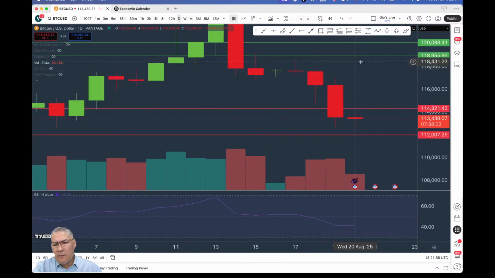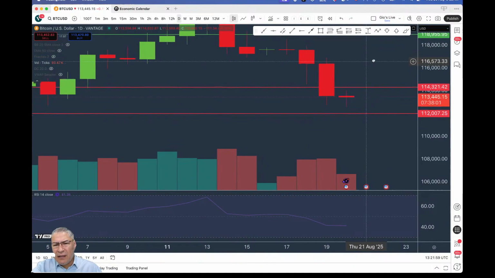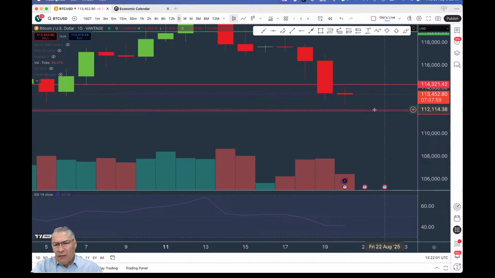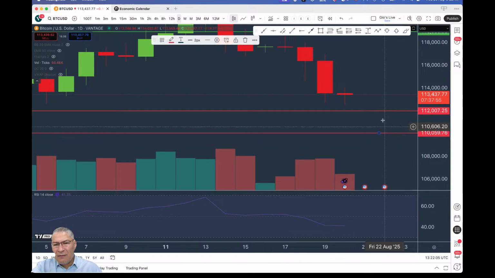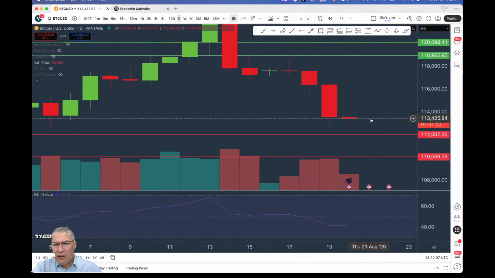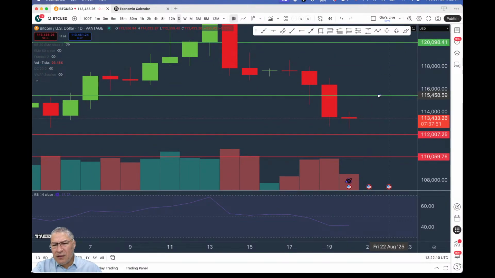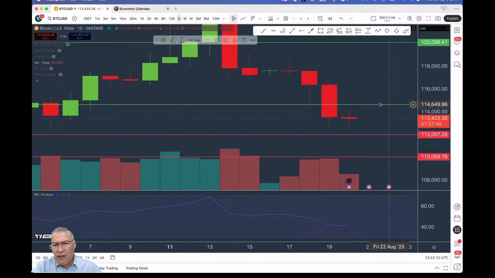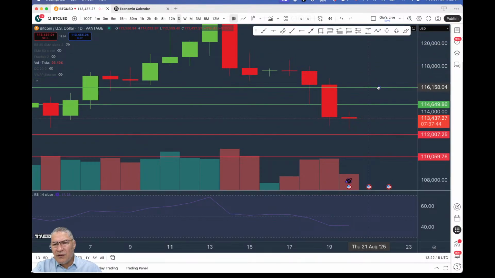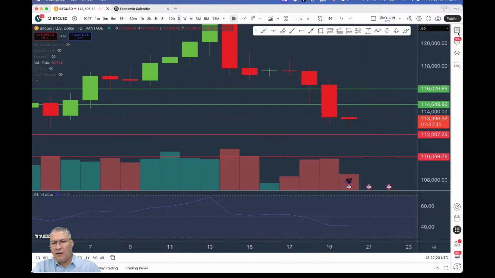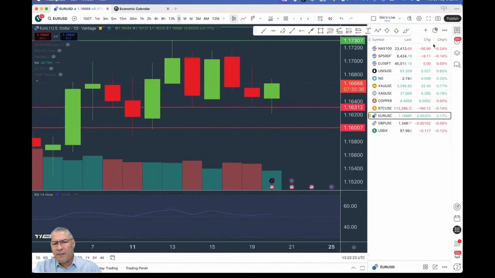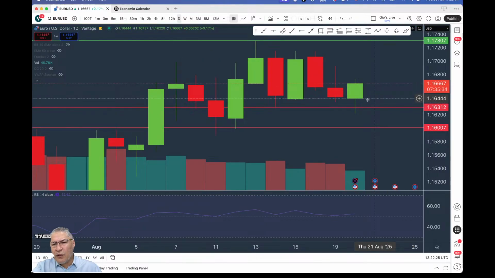Bitcoin, it is losing trend. It's just trending lower and lower. I'm going to leave the same level, 112 and then 110, because Bitcoin moved four thousand. But I think Bitcoin might just do a reversal today and recover. Let's see if that's the case. So 116,000 is the initial target.